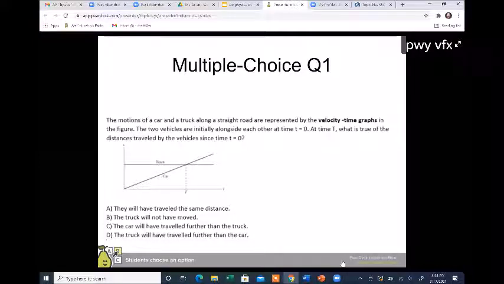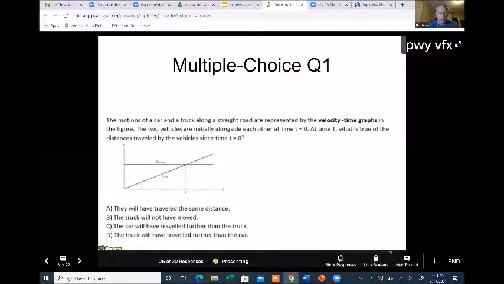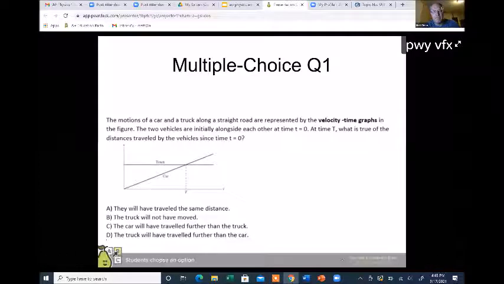The area under the curve. Area under the curve. So if we want to find the area under the car curve, that's a triangle, right? The area under the truck curve is a rectangle. Which one of those is going to have a much bigger area? Truck or car? The truck. The truck. It's essentially twice as much, right? So the answer here is D. The truck traveled further than the car.